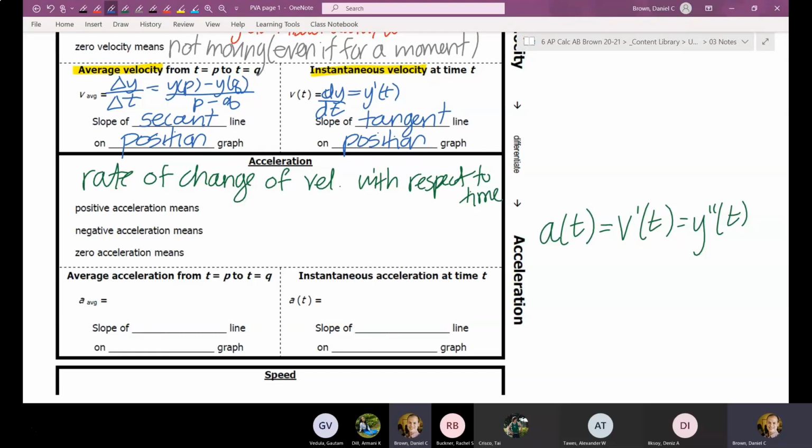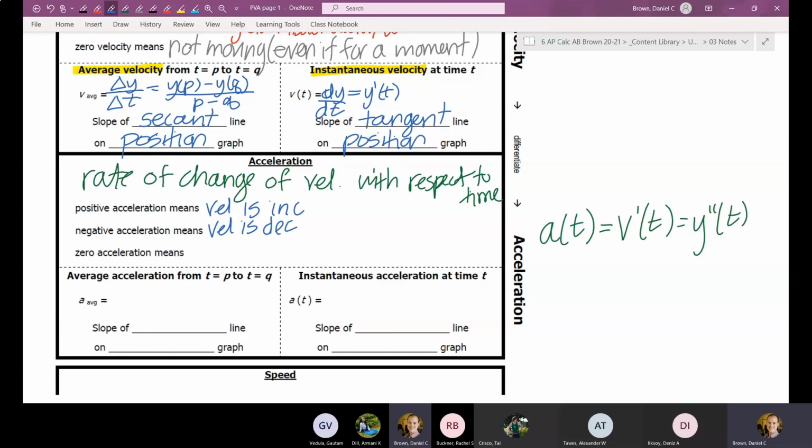For us, we're going to define a positive acceleration to mean velocity is increasing. A negative acceleration is going to mean velocity is decreasing. I would advise you against using the word decelerate. You may decelerate in a car, but when we're talking about calculus verbiage, positive acceleration just means velocity is increasing. A negative acceleration means velocity is decreasing.